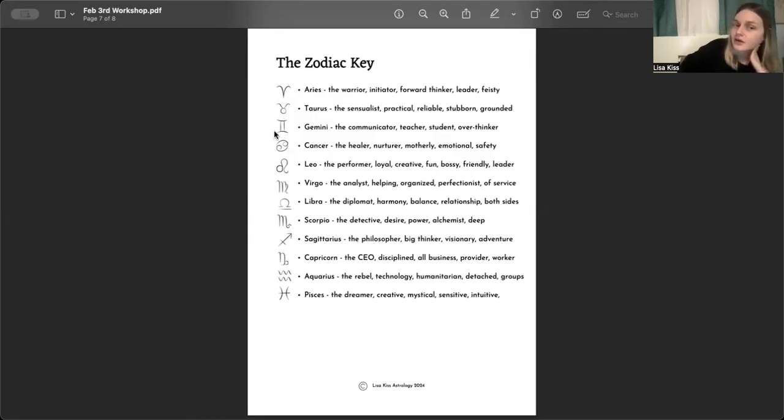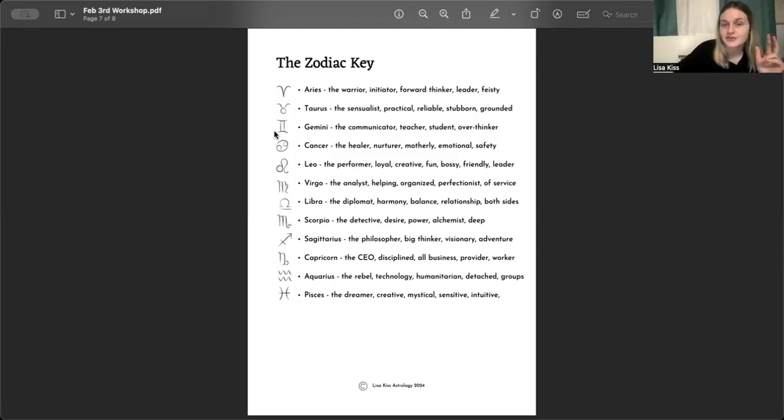For Aries, I have warrior, initiator, forward thinker, leader, feisty, passionate, head first, bold, right? Taurus, the sensualist, practical, reliable, stubborn, grounded, loving, caring, kind. There's some other words for you.